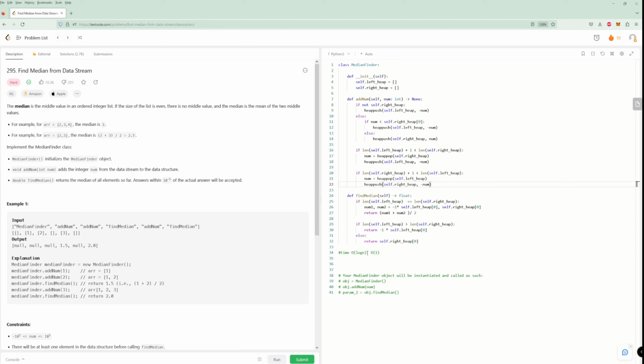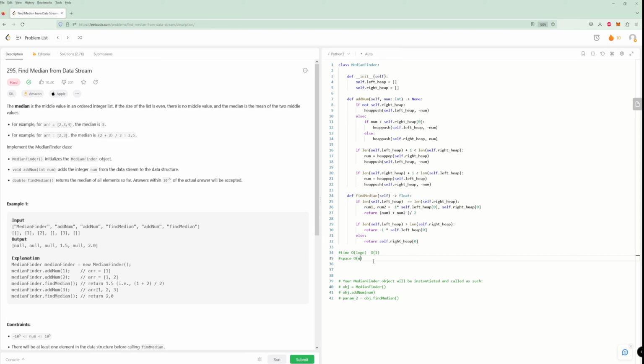So the nice thing about a heap compared to inserting into arrays is that we are saving time, because heap push and heap pop are log n, while inserting in the middle of an array is big O of n. So that's what we'd be saving. Each add operation is log n, and each find median is big O of 1. Okay, and for the space, in the worst case we are holding every single number that we added, however many numbers that is. So that's going to be big O of n.